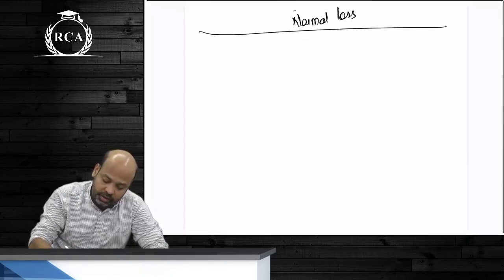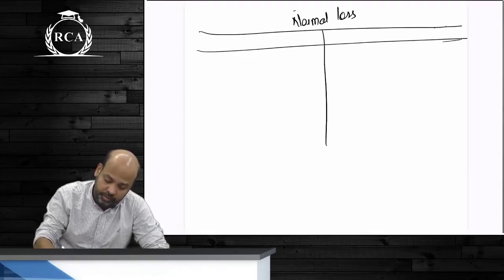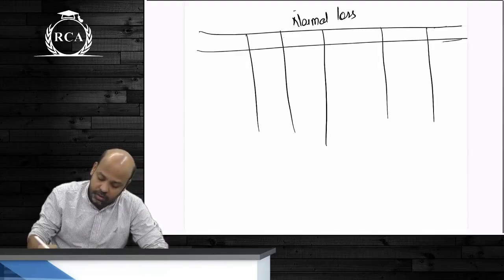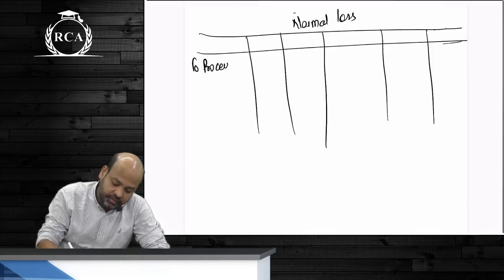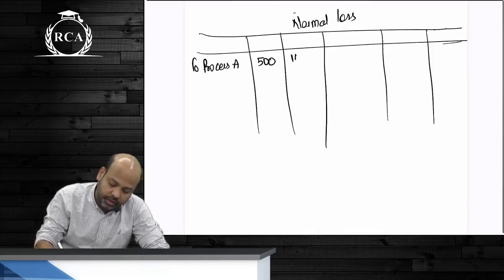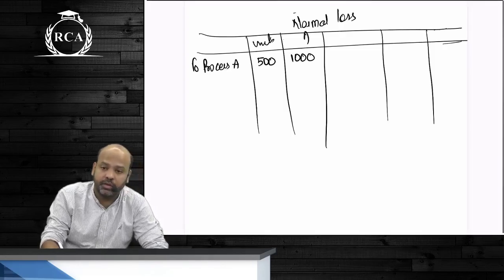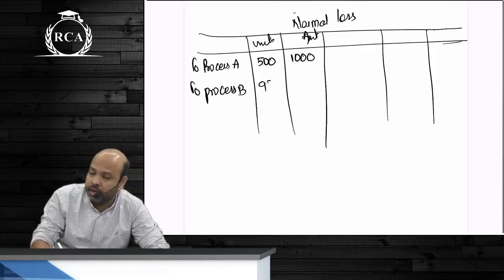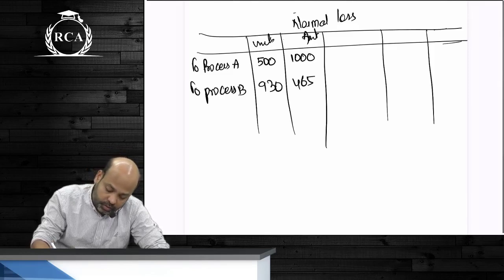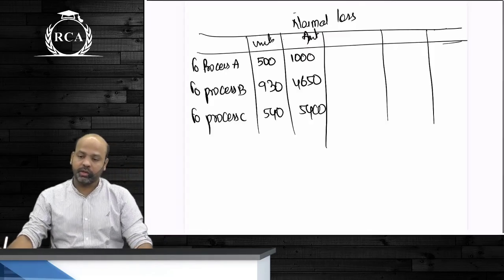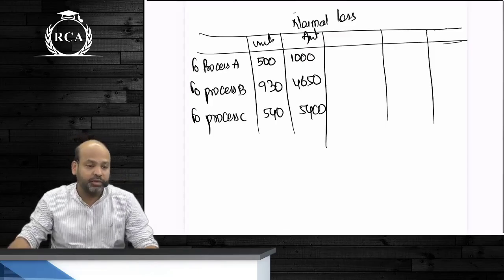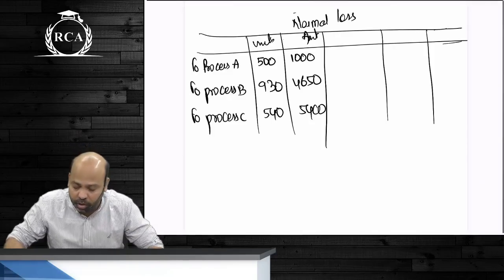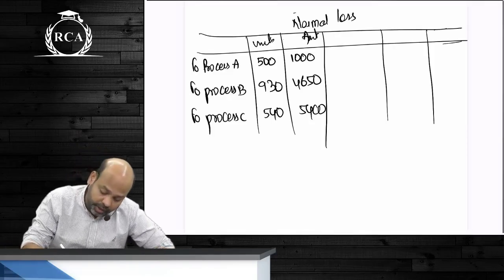When we present normal loss account guys, this normal loss is being brought in from 3 different accounts. To process A guys, from the first process we got a normal loss of 500 units valued at 1,000. Yes or no guys? To process B guys, we got a total normal loss of 930 units valued at. To process C guys, from process C we got valued at 5,000. As long as there is no abnormal loss, the entire scrap value of normal loss will be realized. As long as there is no abnormal gain.